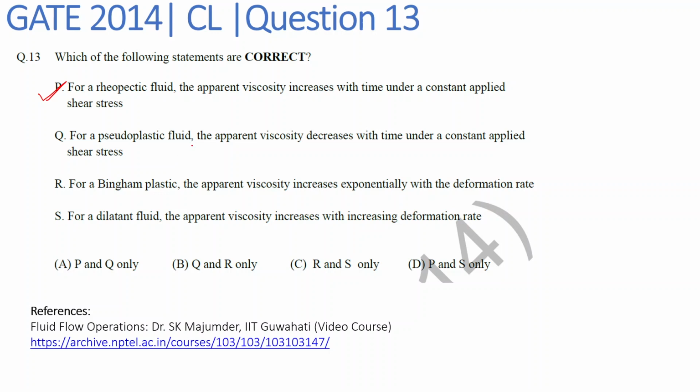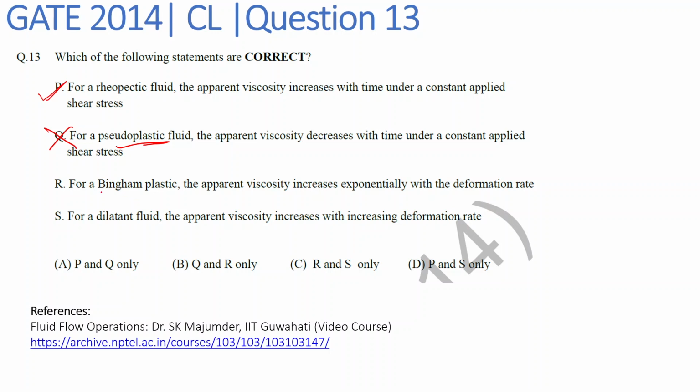The second option is for a pseudoplastic fluid, the apparent viscosity decreases with time under constant applied stress. So this pseudoplastic fluid is a time independent fluid, so the viscosity won't change with respect to time. So this option is incorrect.